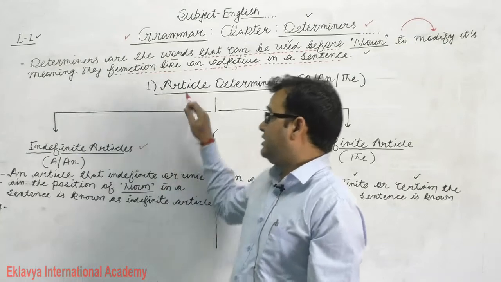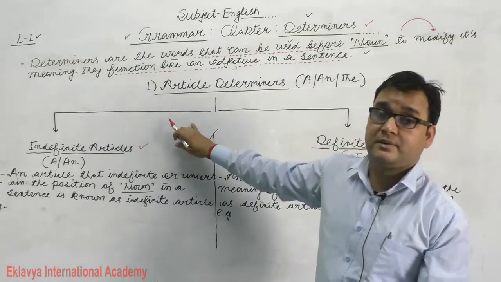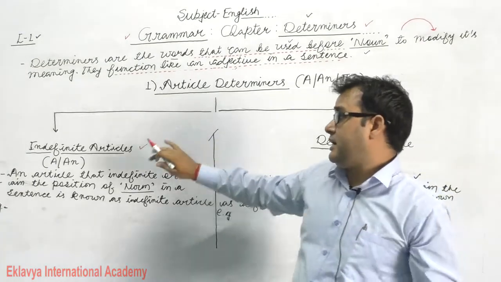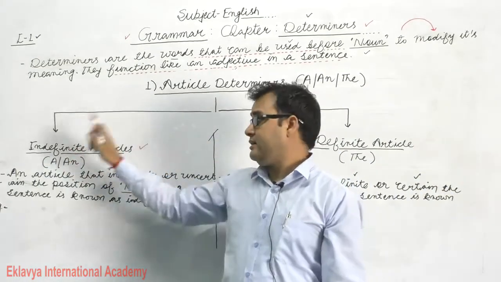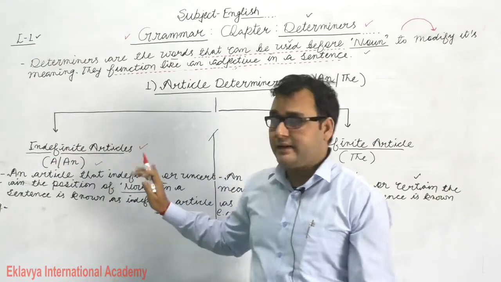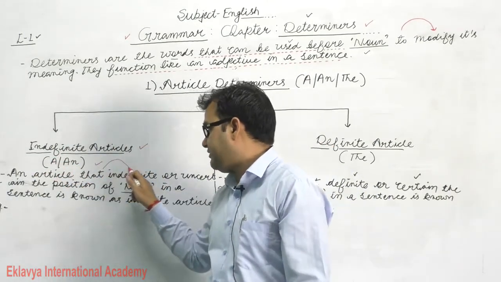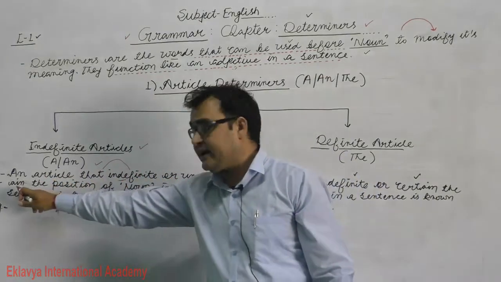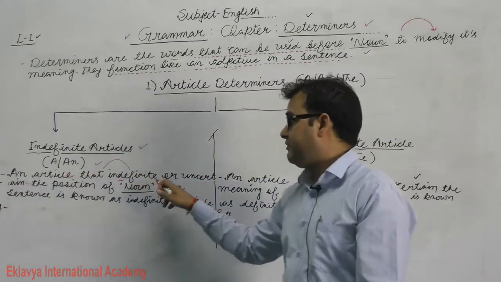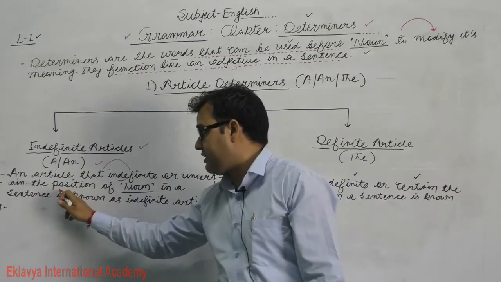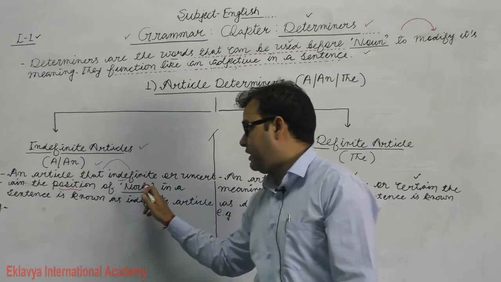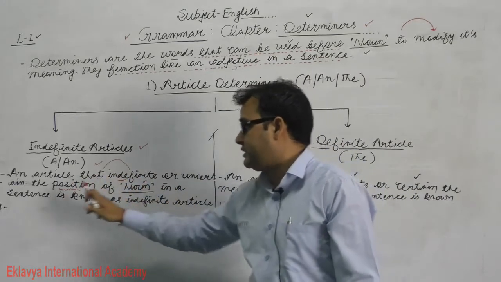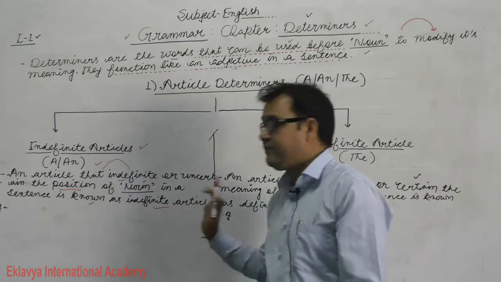Indefinite article. As per the classification of determiners and their kinds, the first one is indefinite article. A or an will be counted in this article. An article that indefinite or uncertain the position of noun in a sentence is known as indefinite article.